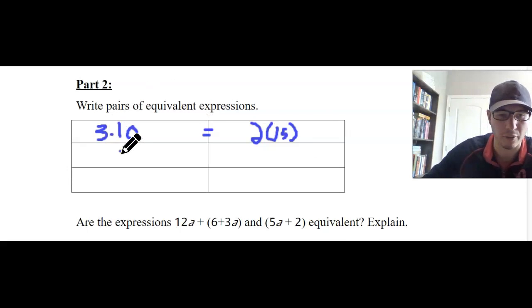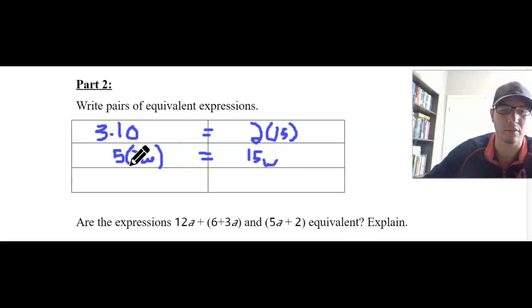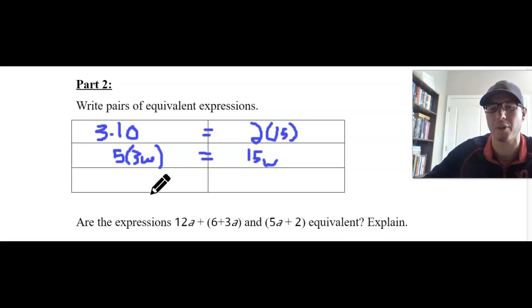Another one, we have 5 times 3w is going to be equal to 15w. All right, so this is just 5 times 3 times w. We can multiply our 5 times 3 to get 15, and we're just left with a w.